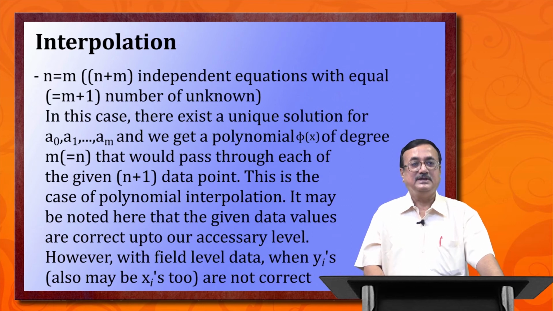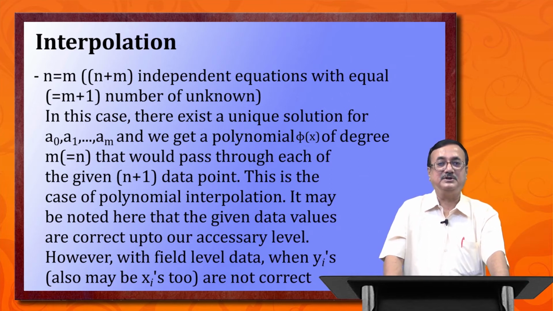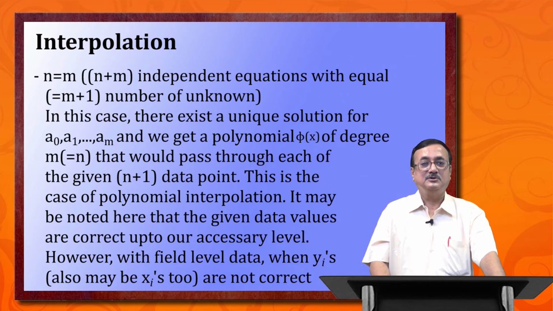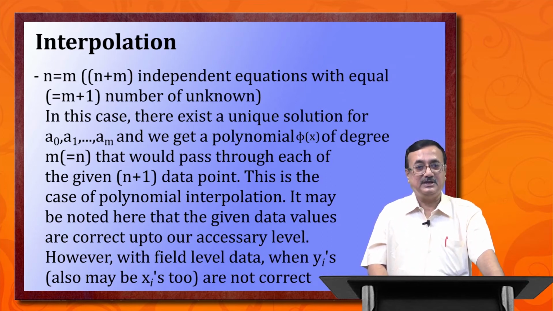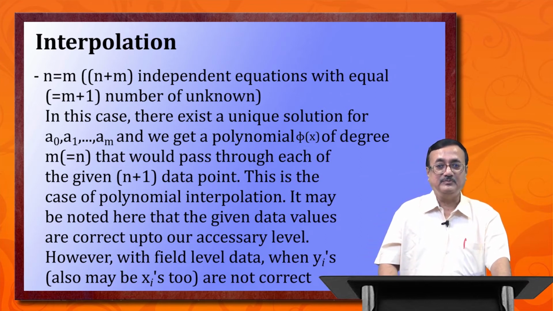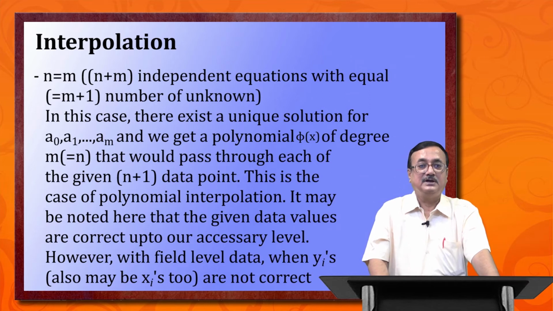Now, the situation when n is equal to m is the very important situation. That is, there are n plus 1 independent interpolating equations with an equal number of unknowns. In that case, there exists a unique solution for a0, a1, ..., an, because m is equal to n, and we get a unique polynomial phi(x) of degree n that would pass through each of the given n plus 1 data points. This is the case of polynomial interpolation.